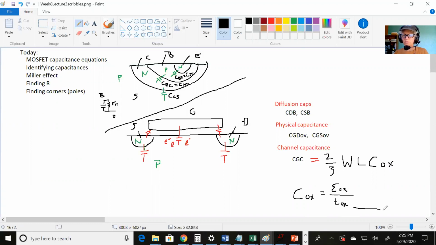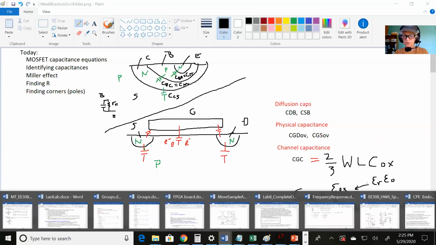Your Tox comes from the model file, as so many things do. Eox is a free space value, and I think I put it on the handout. Let's see if the handout's up. That'll be quicker. The handout's quick.